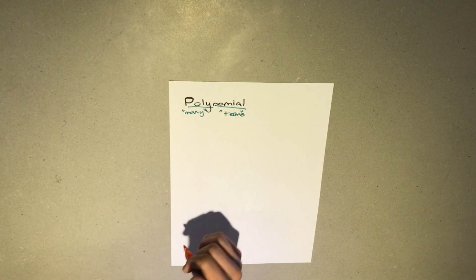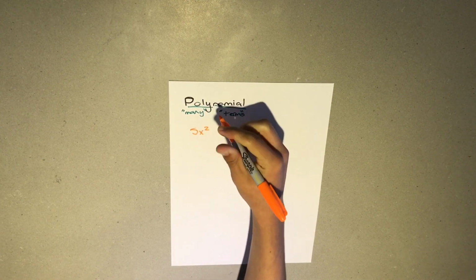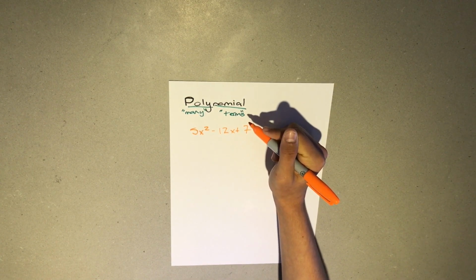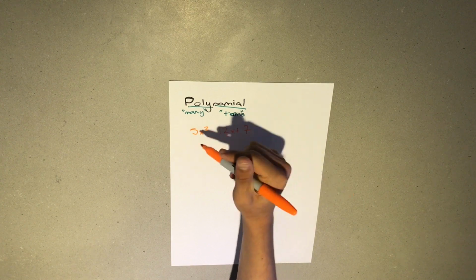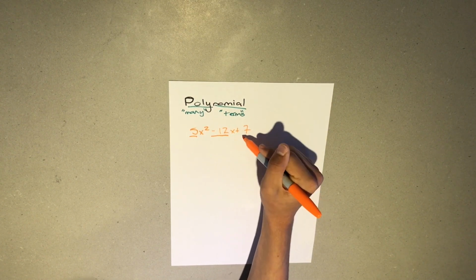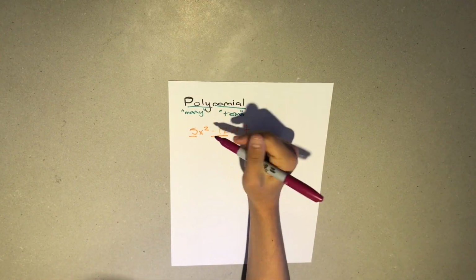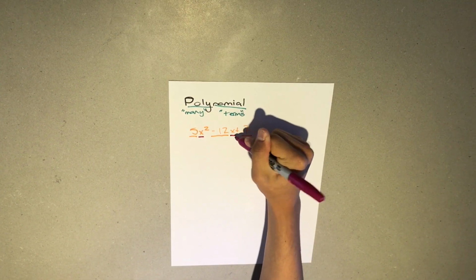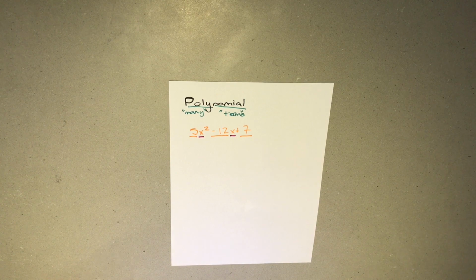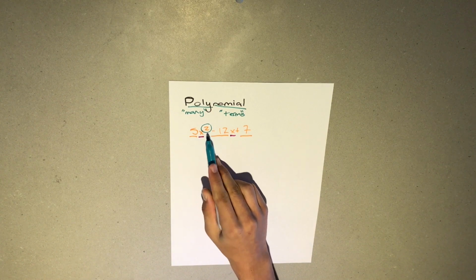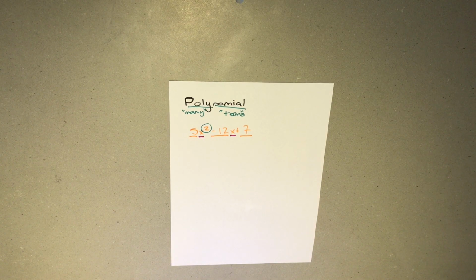So in the polynomial 5x squared minus 12x plus 7, there are constants like 5, negative 12, and 7. There are variables, in this case x, but you can use any variable. And there are exponents, in this case 2. So this is the degree of the polynomial. So this is a second degree polynomial.